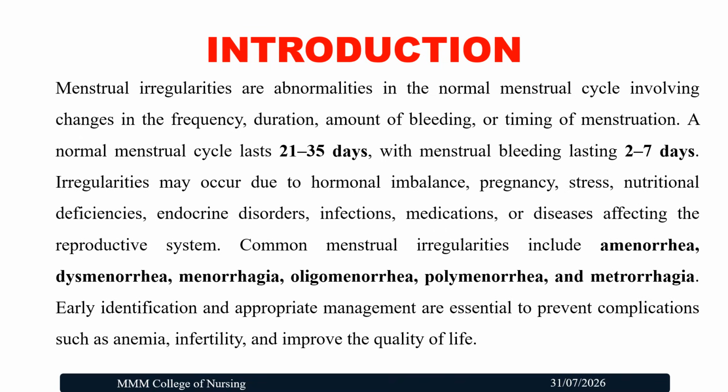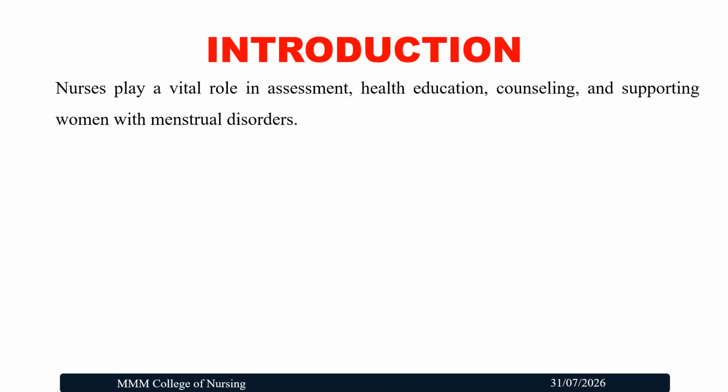The common menstrual irregularities include amenorrhea, dysmenorrhea, menorrhagia, oligomenorrhea, polymenorrhea, and metrorrhagia. Early identification and appropriate management are essential to prevent complications such as anemia and infertility, and also to improve the quality of life. In this condition, the nurse has to play a vital role in assessment, health education, counseling and supporting the women with menstrual disorders.